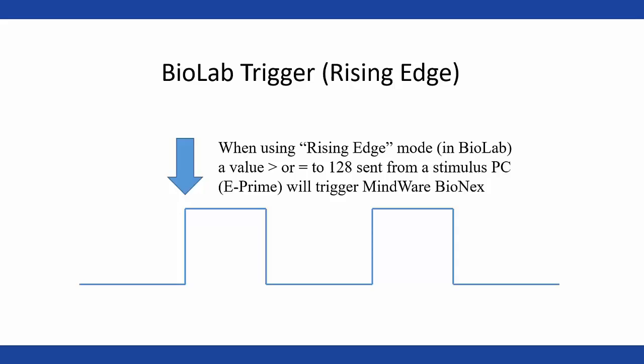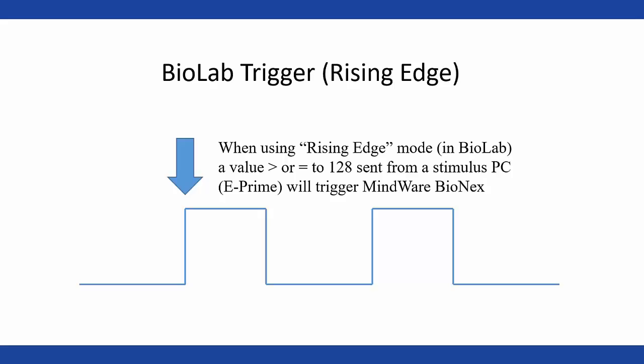What we're going to demonstrate today is using E-Prime to actually trigger BioLab, and in essence triggering your chassis to begin data acquisition. This is a way to synchronize both of the systems without having to have someone manually press start or stop to begin the actual physiology. We can simply send out a value of 128 or higher, and that will automatically trigger both systems to start at the same time.